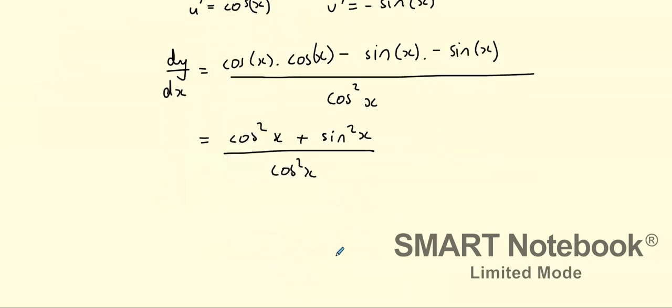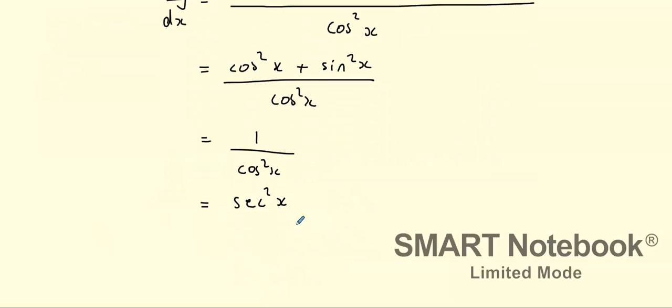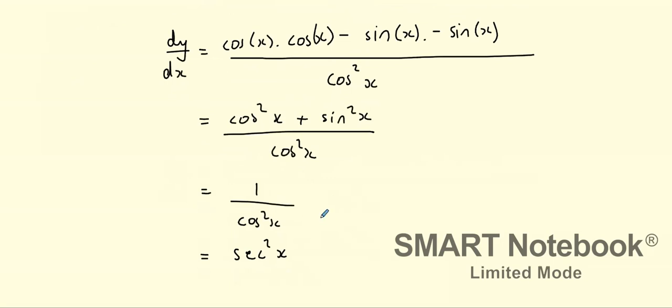Well, what can we do here? Well, we should recognize that the numerator can be written as 1, because we've seen cos squared x plus sine squared x. We've got 1 over cos squared x, which 1 over cos is sec, so 1 over cos squared is sec squared x. Okay, does that make sense? Is everyone happy with that? Please let me know if there's any bits that are causing a problem.